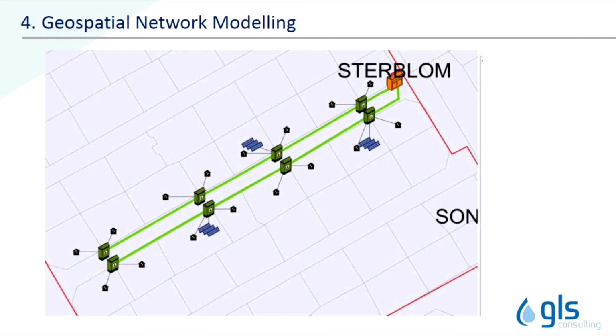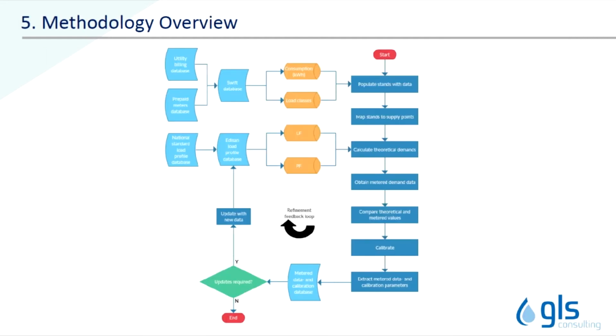If we now take a look at the methodology that we employ. The first step is we populate these stands with data. The data that we populate with is the consumption values in kilowatt hours, and also the load classes, which we derive from the land use data that we have for each stand. We currently get that from our Swift database, which is informed by the utility billing database and the prepaid meters database.